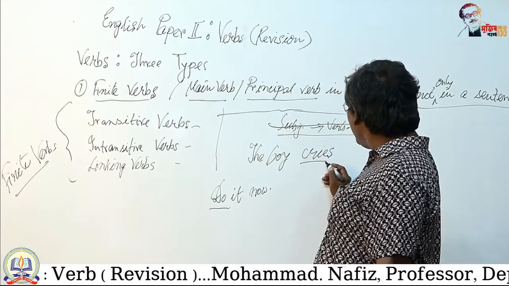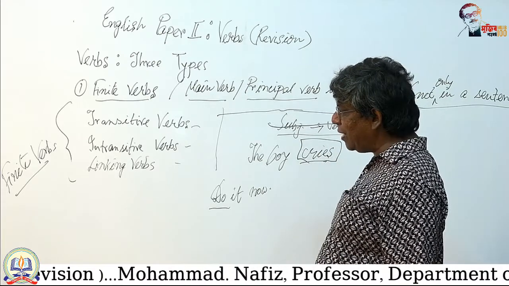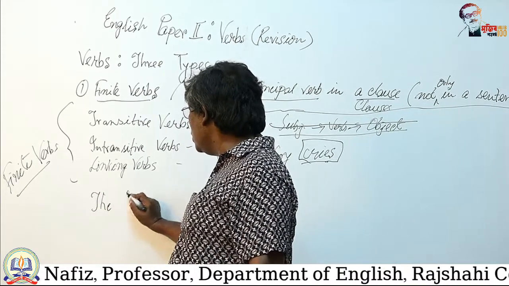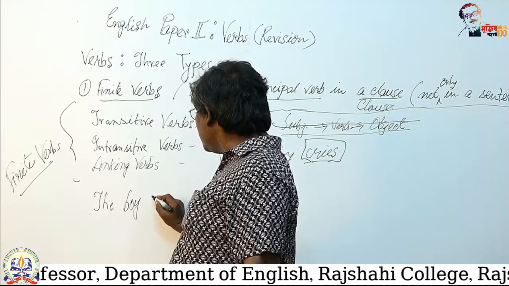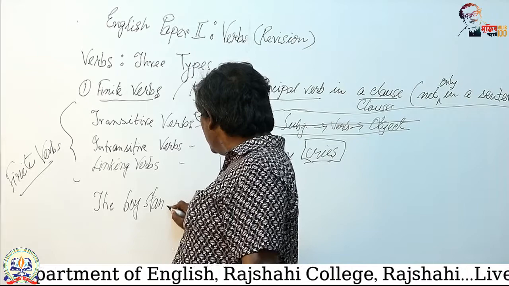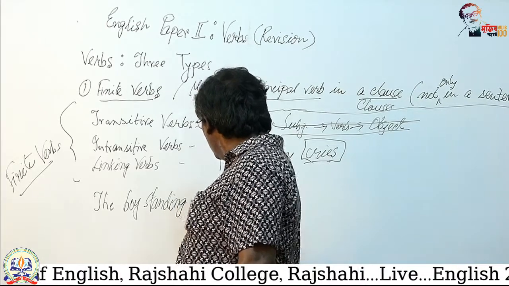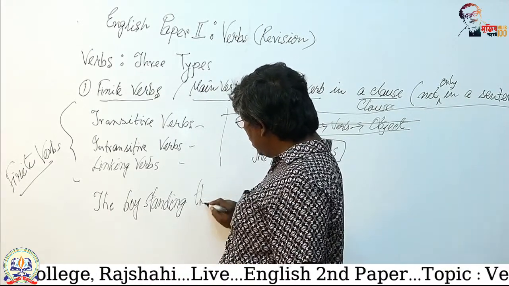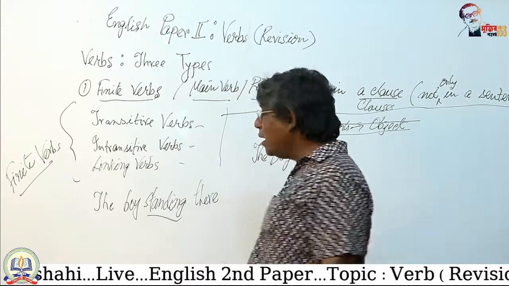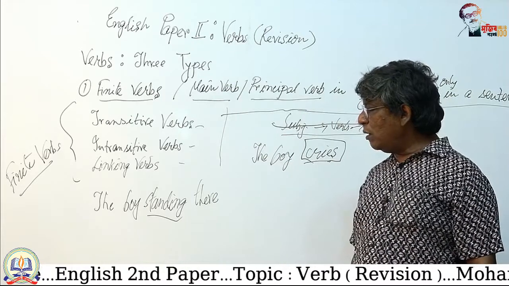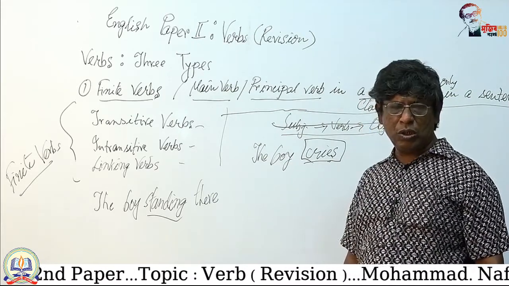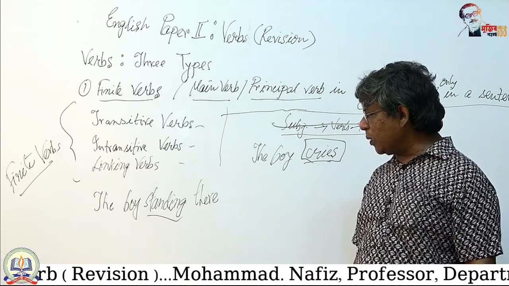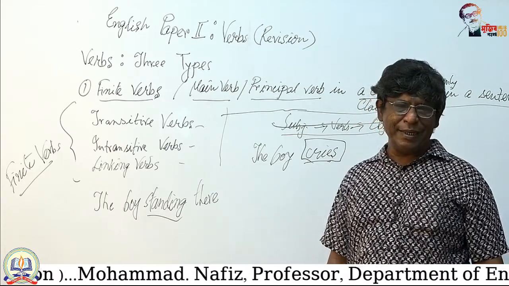Therefore, in a sentence a finite verb is a must. Without a finite verb we cannot call it a sentence. For example, "the boy standing there." Compare "The boy is standing there." Look, we have a verb, standing. As a verb, its use is not incorrect but improper, because it does not make a sentence.